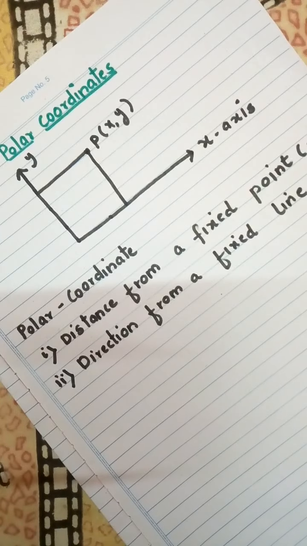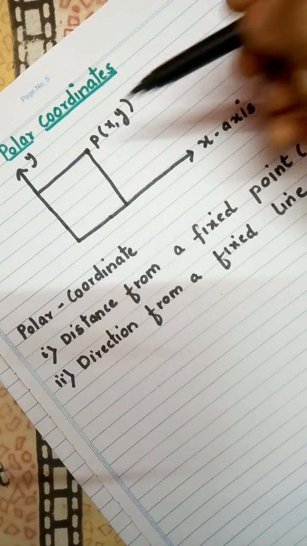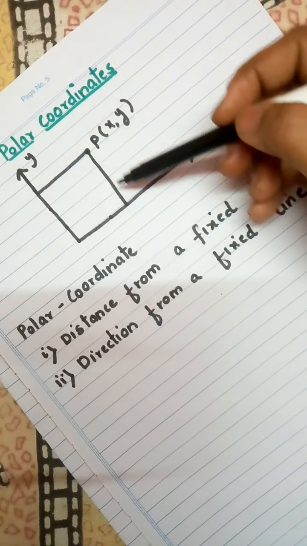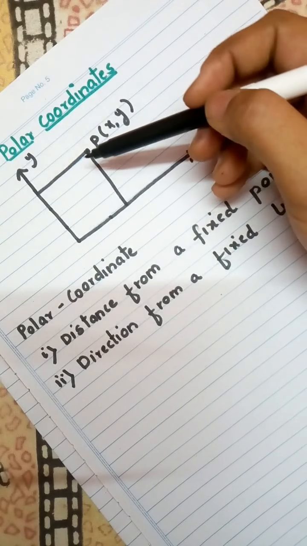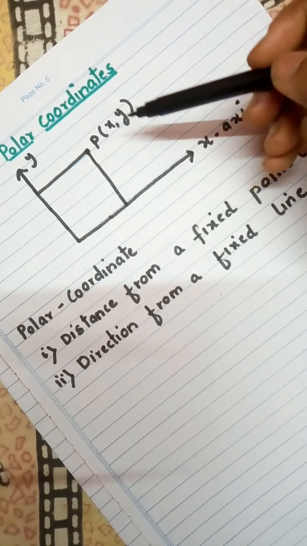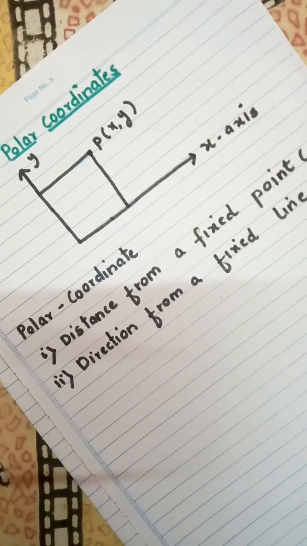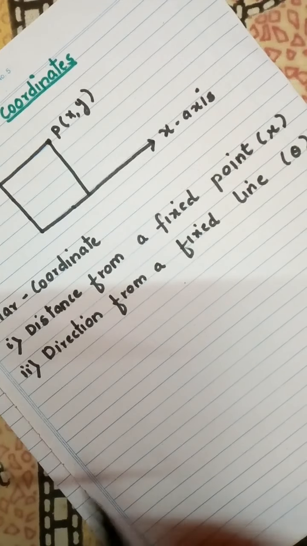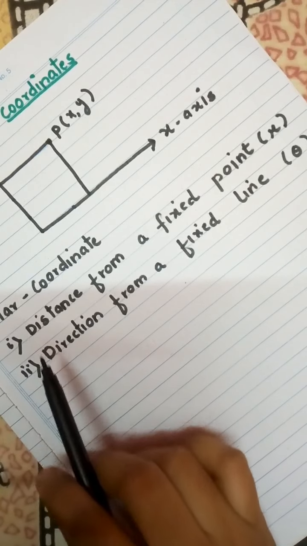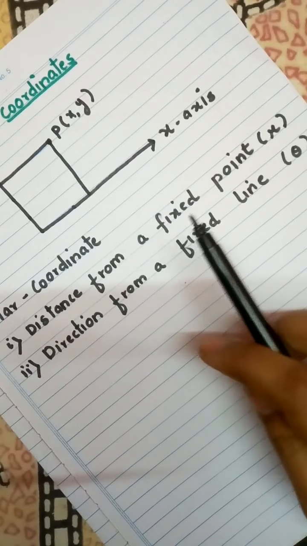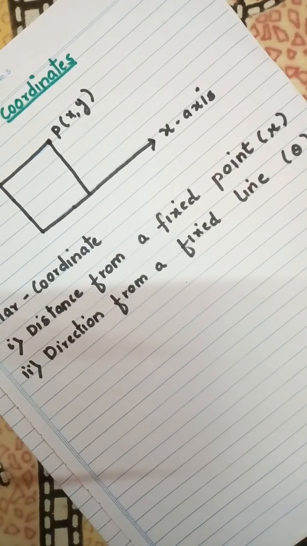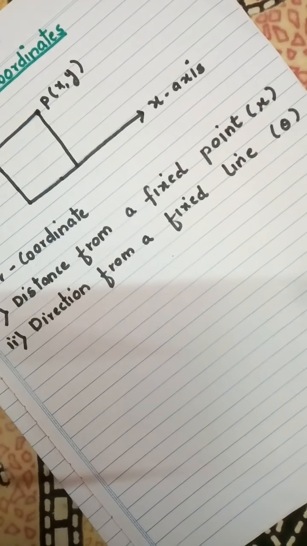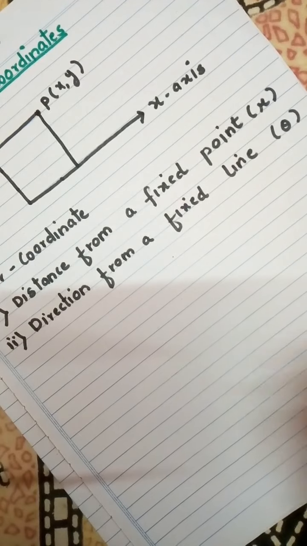Now in the coordinate system also we represent a point P by using two conditions, that is a distance from the x-axis and a distance from the y-axis, and we write it as P(x, y). In the polar coordinate system also we represent a point P by using two things, that is distance from a fixed point, which we call r, and direction from a fixed line, which we call theta. Now let us see the meaning of both of these diagrammatically.